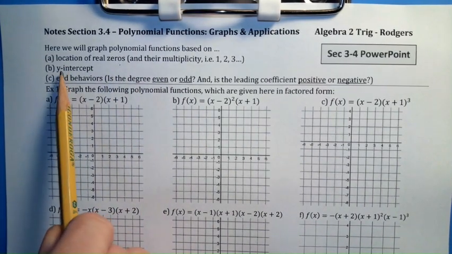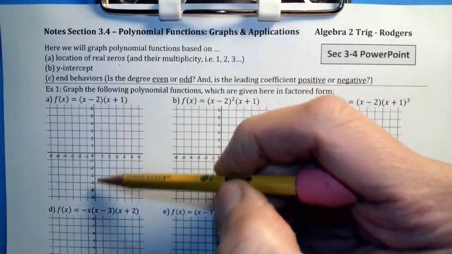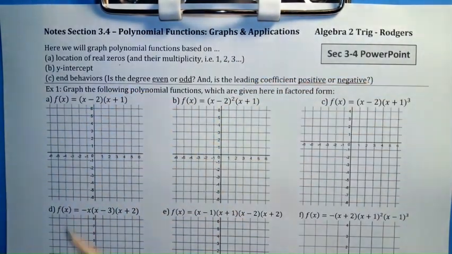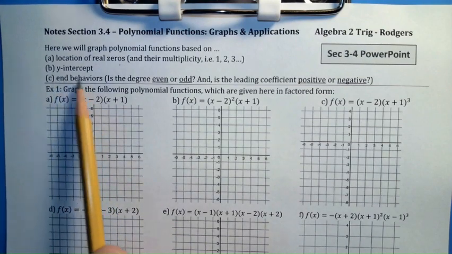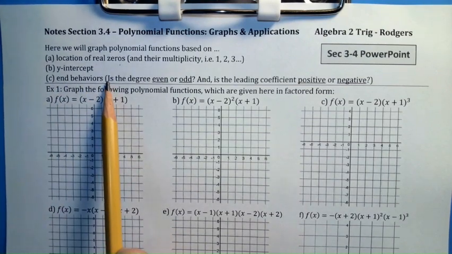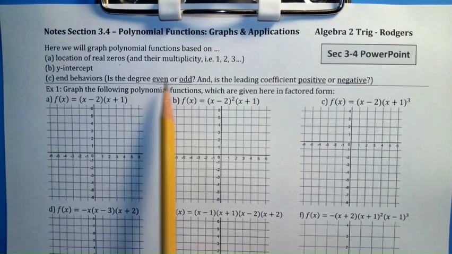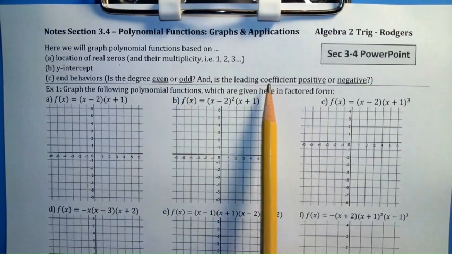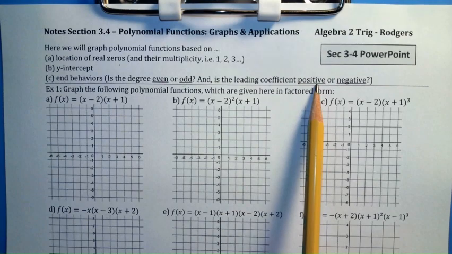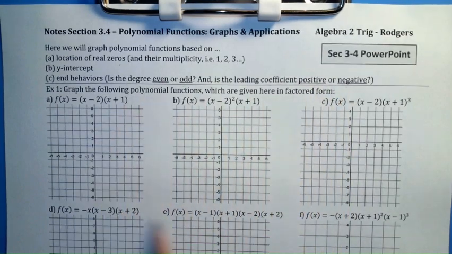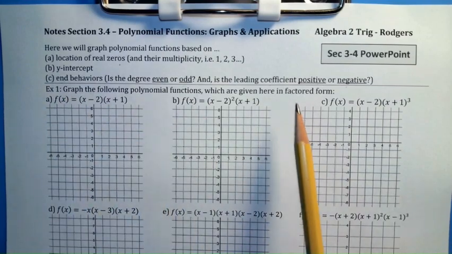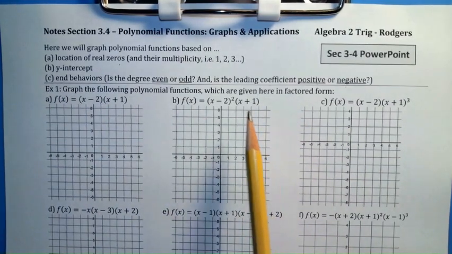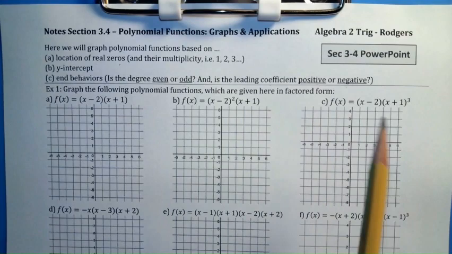We're going to look at y-intercepts. Where does the graph cross the y-axis? Those will give us extra points to graph. And then we'll also think about end behavior, whether the degree is even or odd, and then also look at the leading coefficient. Would it end up being positive or negative? Now, all of these are in factored form rather than in the general, multiplied out form.